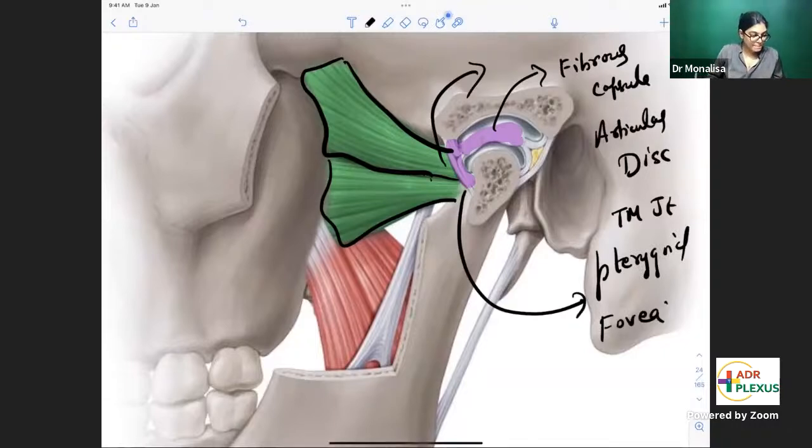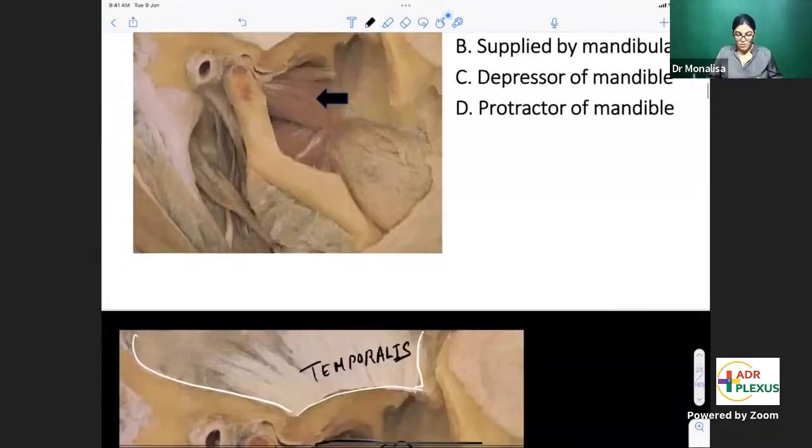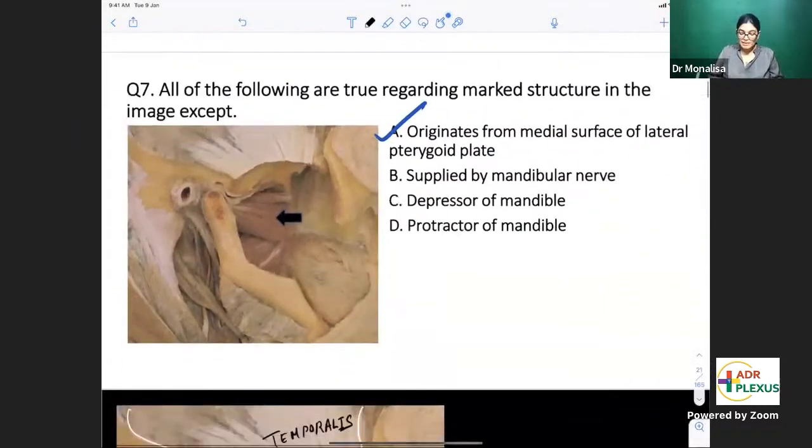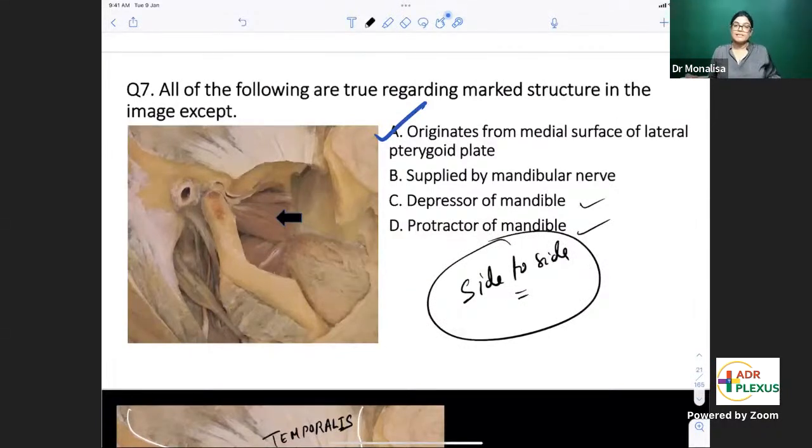So yes. Okay, so done with this. Other than that, if I talk about its action, definitely this is the muscle which is causing depression and protraction and also side to side movement of the mandible. So yes, this topic is an image based, cadaveric image based session. So definitely we have got the right answer.